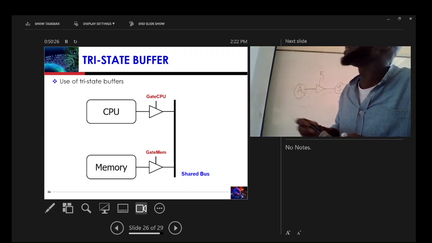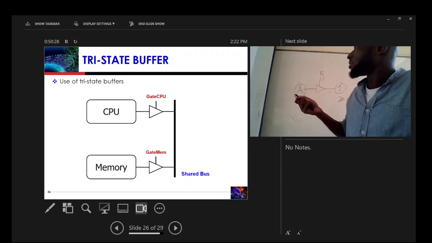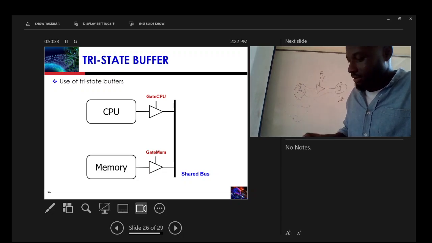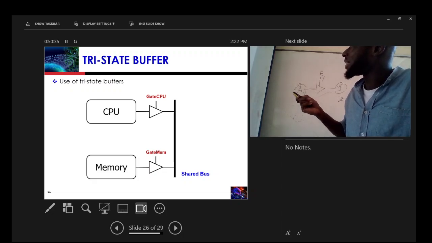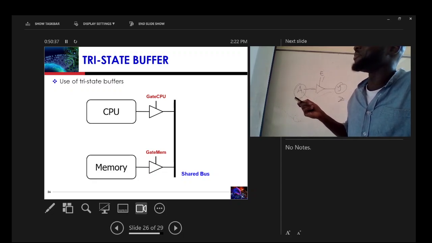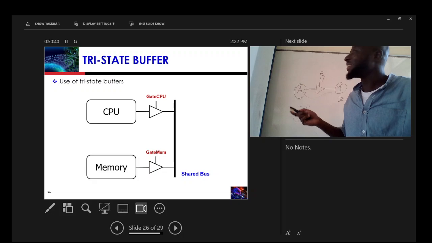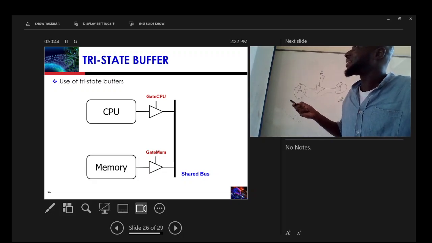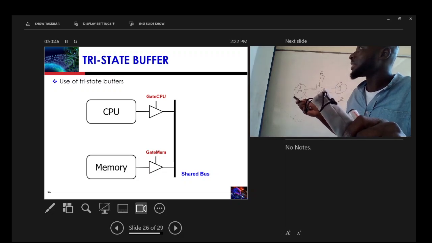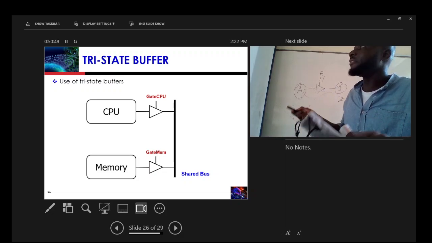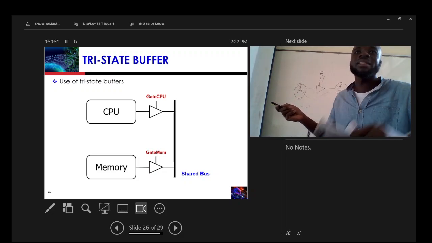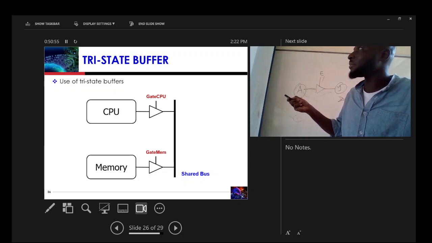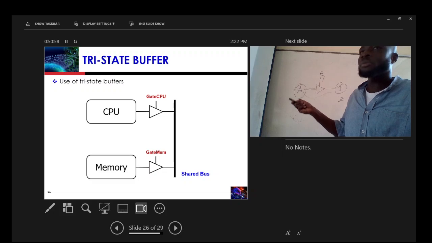The gate CPU. So this is your tri-state buffer. This is your tri-state buffer, right? You see that this is the enable here. So if the CPU wants to use the gate, all it does is make this one, and then whatever data the CPU has can be kept on the bus.